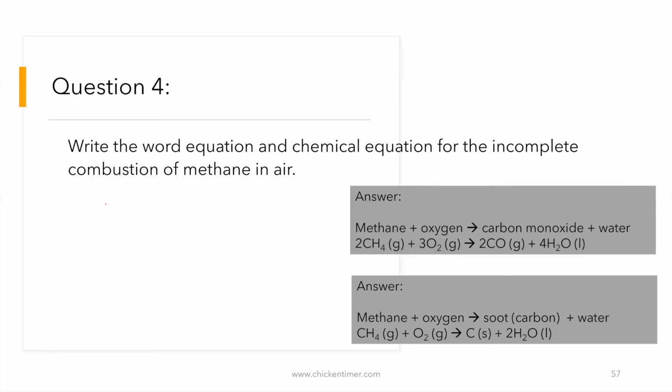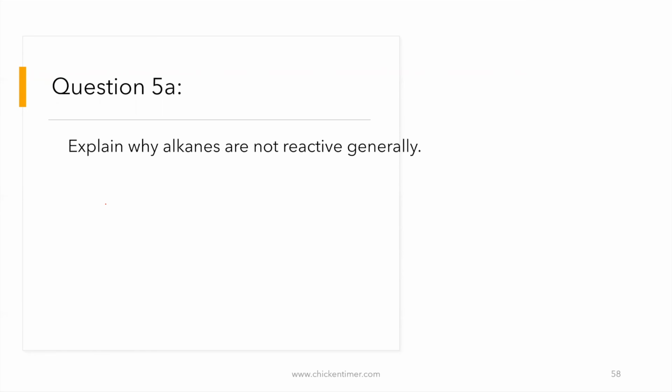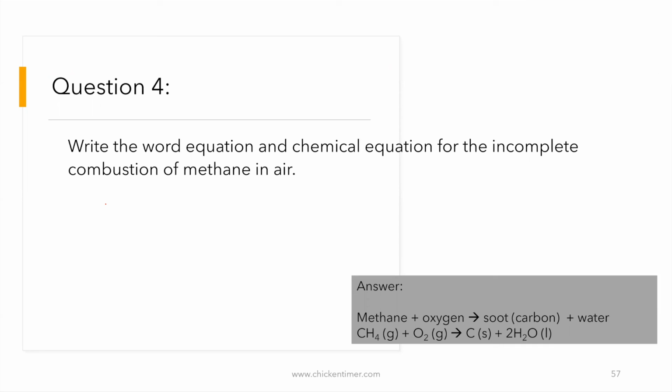In exams, usually when there's incomplete combustion, they will hint the products. But if they never hint, most likely it's just carbon monoxide plus water. If they don't, then you assume it's carbon monoxide and water. But usually they are indicative, they will tell you what it is.